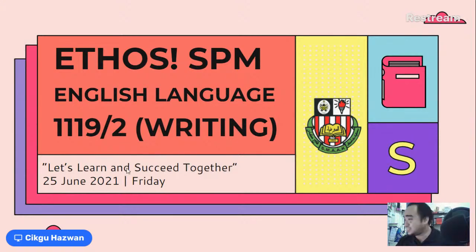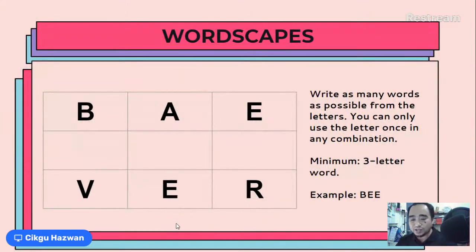Before that, let's take a look at this, just to make everybody respond in the chat box. We are going to look at these 6 letters. While waiting for your friends to come in, write as many words as possible from the letters. While you write, you also type who you are and where you are from. Just try to do this activity while waiting for your friends.